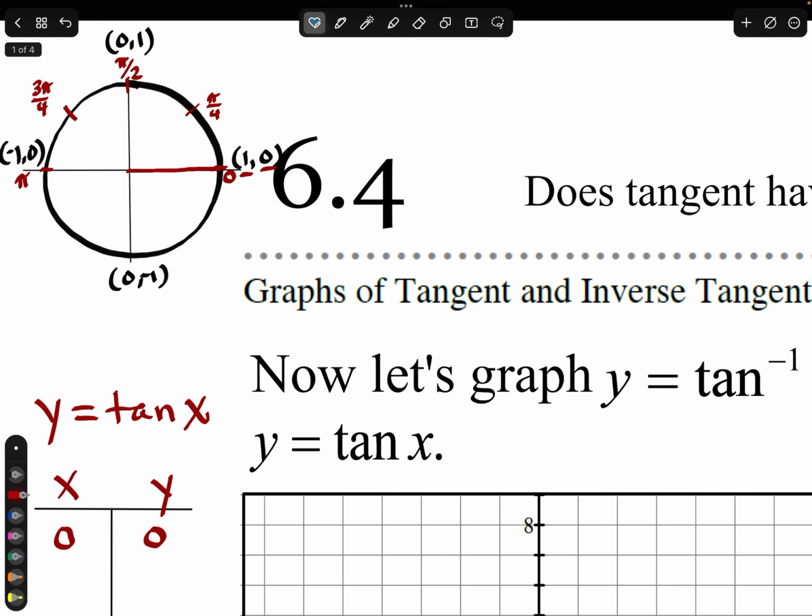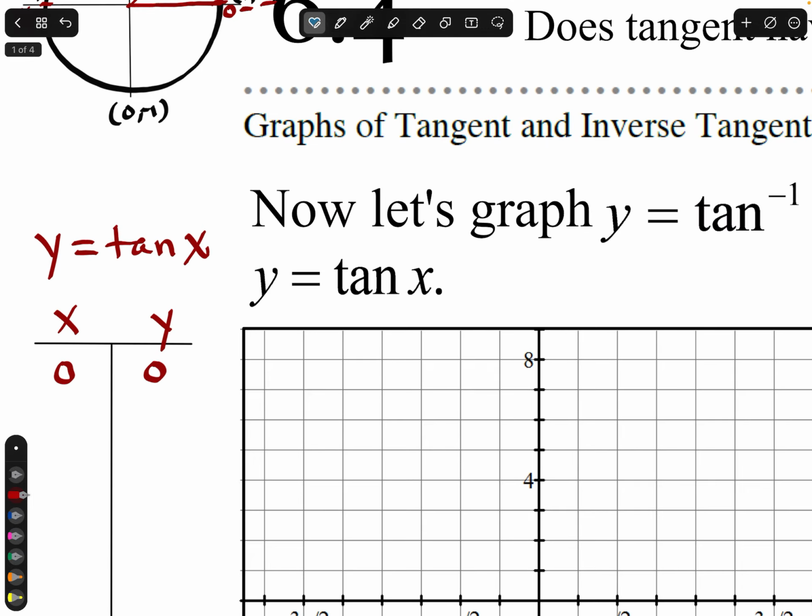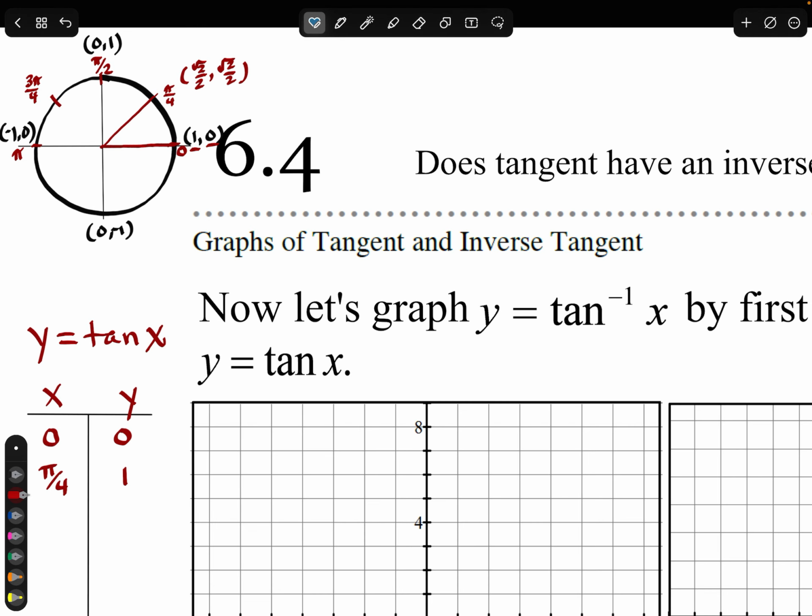And then we look at our point at pi over 4. Remember that tangent is the same thing as the slope of the radius in your unit circle. This one at pi over 4 ends up being at the point (radical 2 over 2, radical 2 over 2). So when you do y over x, you end up with 1. So the tangent of pi over 4 is 1.